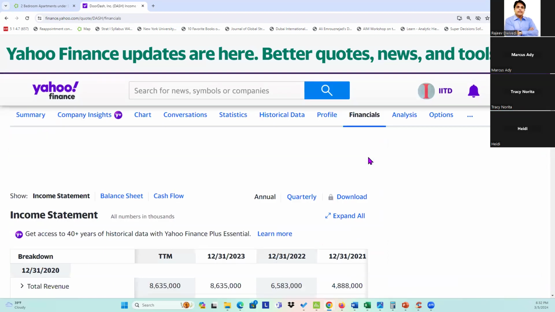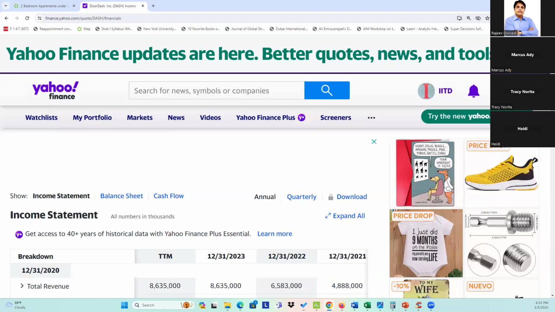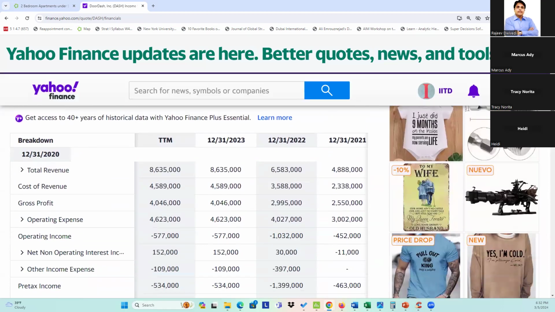And if you scroll down, okay, yeah, you can see it'll give you your revenue, net income. It'll give you all sorts of information, and you can go back pretty much as far as you want.